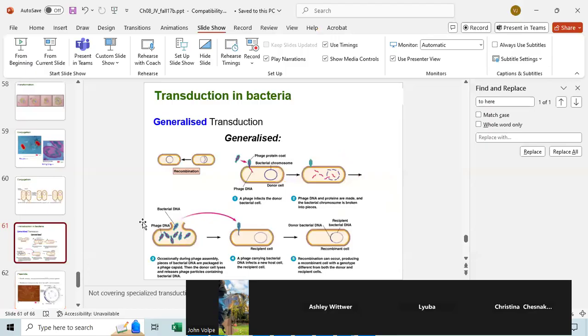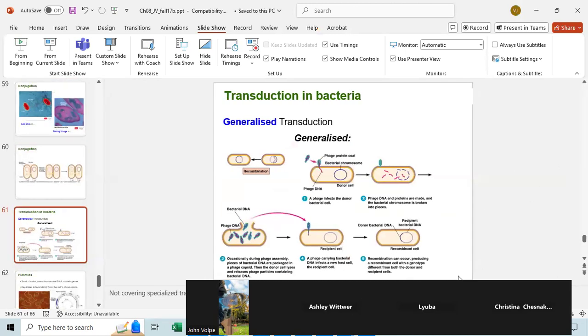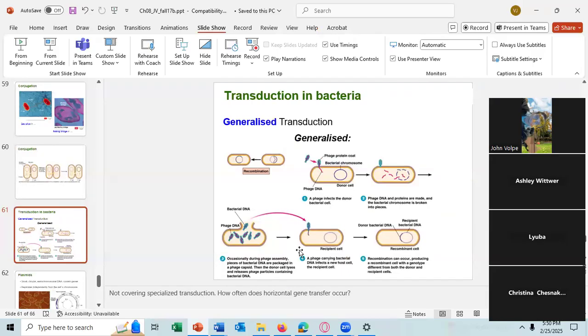All right. The third way that genes may move around in a population is by transduction. Transduction happens when a virus moves genes from one cell to another cell. I realize we haven't talked about viruses yet, so let me introduce the topic so I can talk about transduction in bacteria.